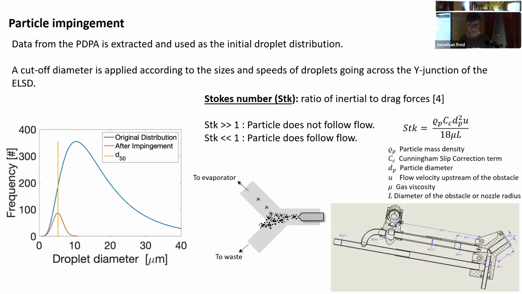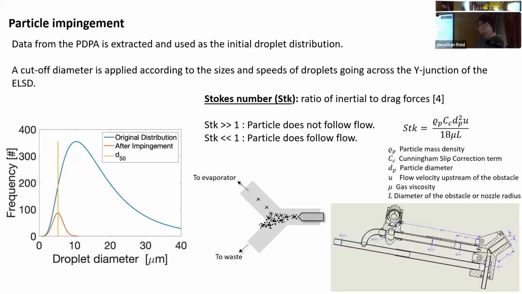In terms of the next stage, it would be particle impingement. I modeled this basically with the Stokes number, which is a non-dimensional number that tells you whether or not a particle is going to follow the flow. If it's a Stokes number larger than 1, then it doesn't follow the flow. I'm assuming that means it crashes.